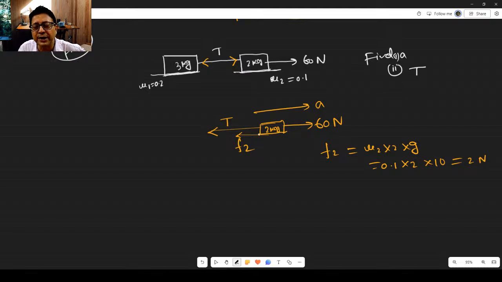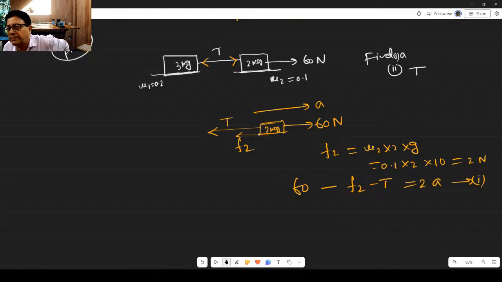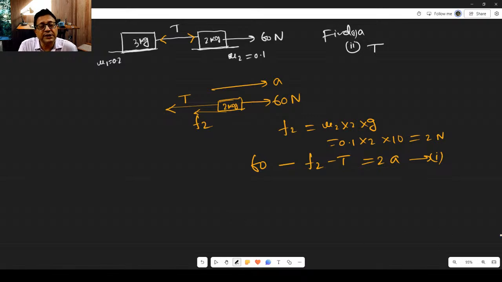So what is the equation of motion here? 60 minus F2 minus T equal to 2 into A. Clear? Write the equation for the next one. Do it before I do it here. For the 3 kg mass, draw the free body diagram and write the equations. The 2 kg I have shown in the diagram. You do it for the 3 kg mass.